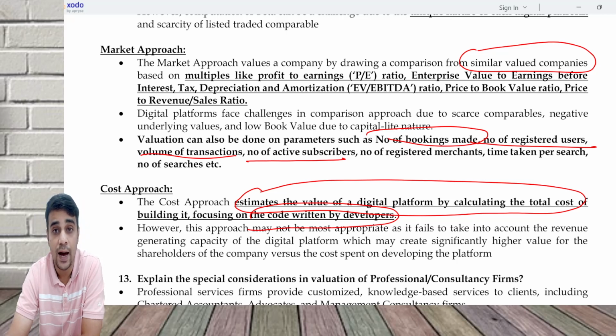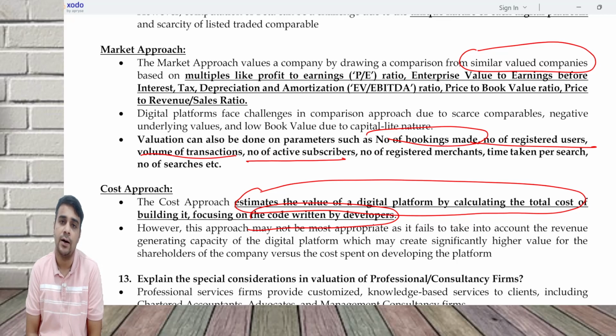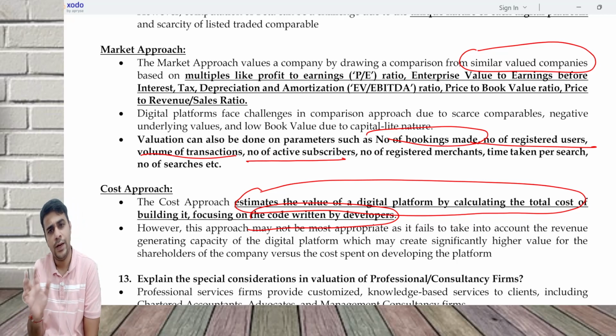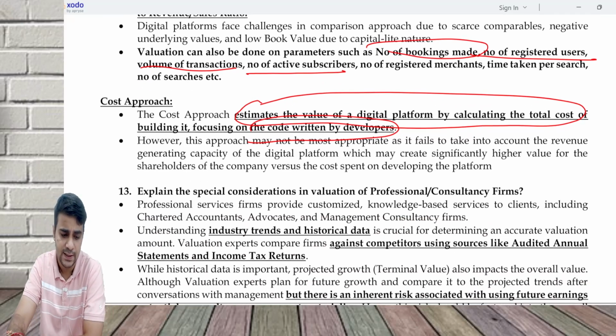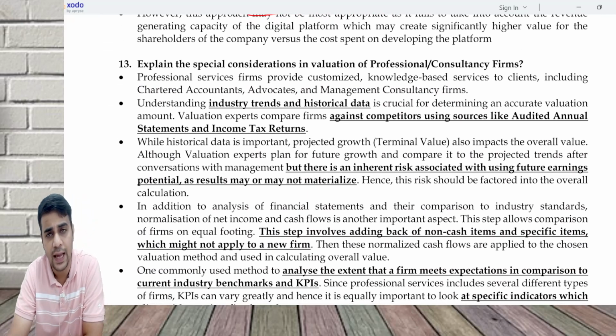Special consideration in valuation of a professional or consultancy firm. What is a professional firm? Examples are a firm of chartered accountants, a firm of lawyers, or a firm of management consultants, which provide unique services to their clients. When you do valuation of them, the approach remains the same. Either go with cash flow based valuation or earnings based valuation and arrive at a value of the entity. Nothing much changes.